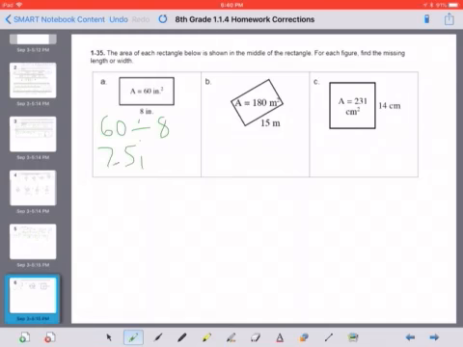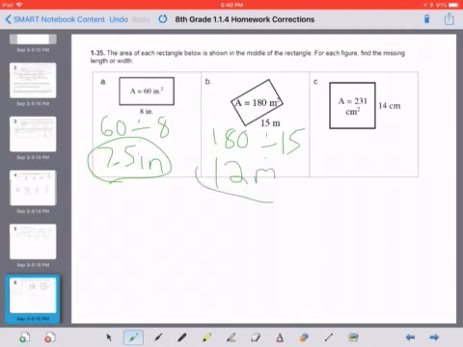If you don't put the units on it, it is incorrect. It would be like going to the store and saying that I need 7.5 of wood and not knowing whether I need inches, centimeters, meters, feet. So you want to make sure you always have the units. So for B, I'm going to do 180 divided by 15, which is going to give me 12 meters. And for C, 231 divided by 14 is going to give me 16.5 centimeters.